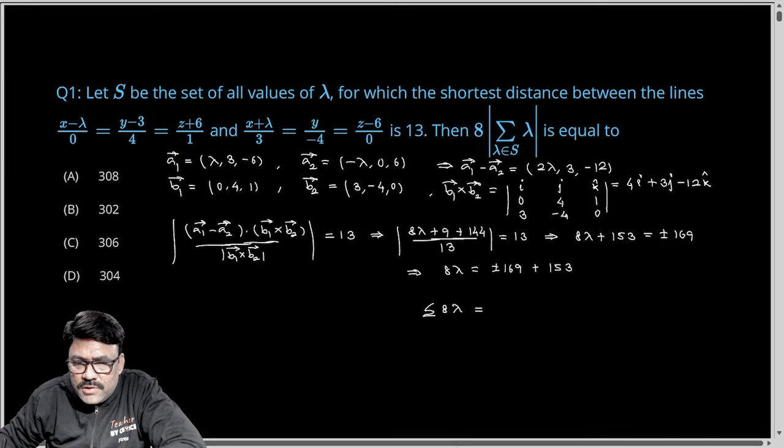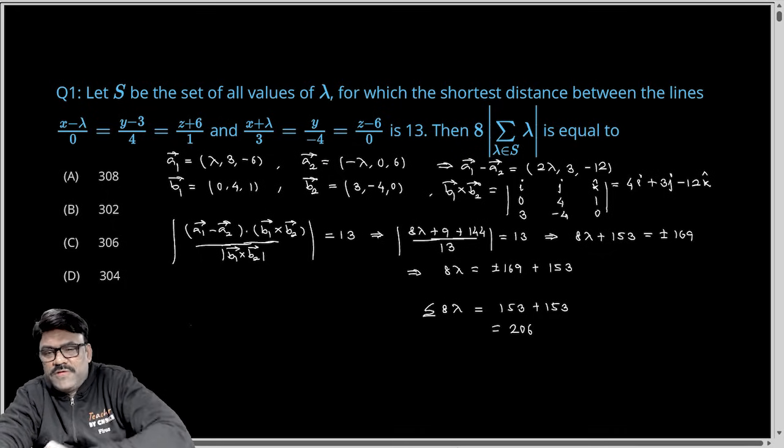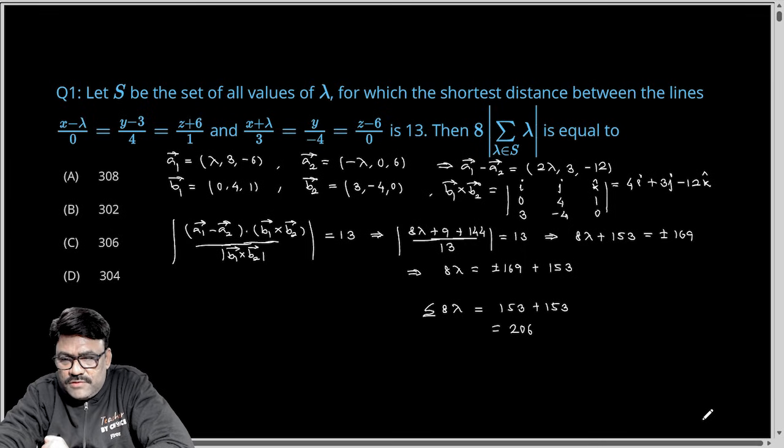is basically 153 plus 153. 169 will be cancelled. One value is 153 plus 169. The other one is 153 minus 169.